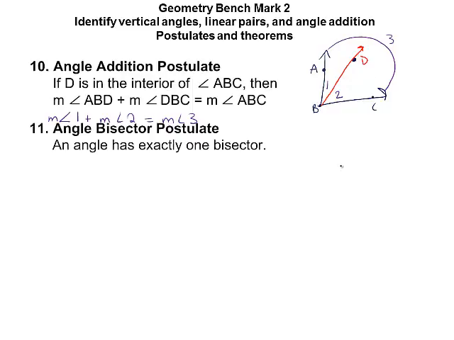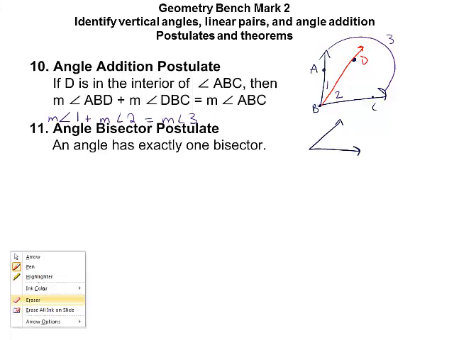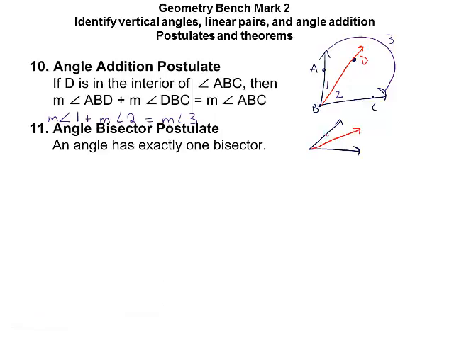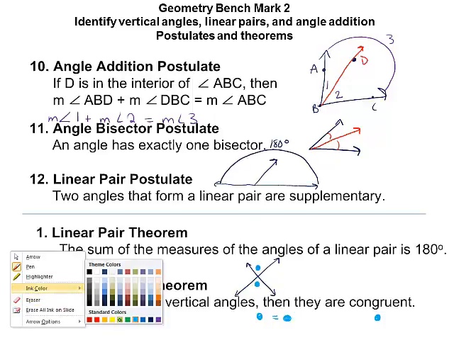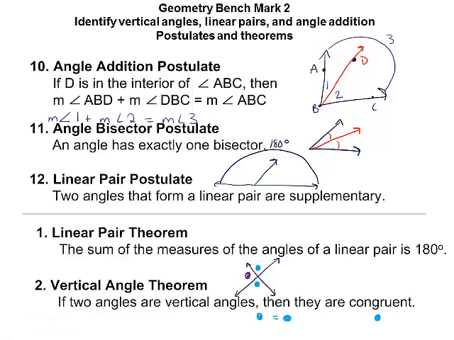Then we have the angle bisector postulate, which tells me that an angle has exactly one bisector. If you think about that, that makes sense. If I have some angle and I want to cut it in half, there's only one place where I can cut it in half and it will actually be equal halves. So, if I come in here with any old line, there's only one place where it will make it equal and equal. And then we have a linear pair postulate, which tells me that, and then purple is equal to purple.